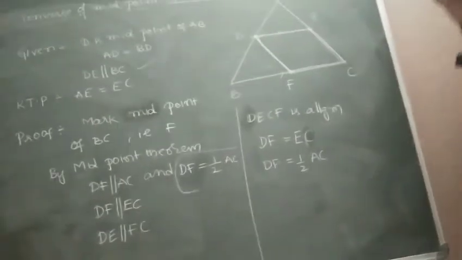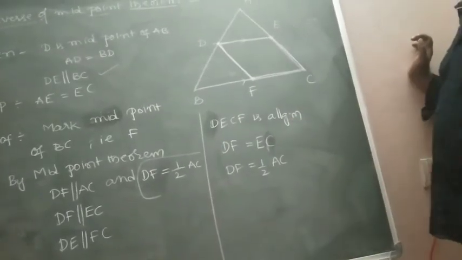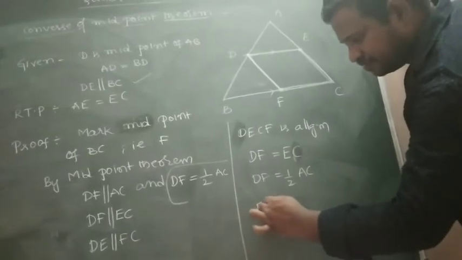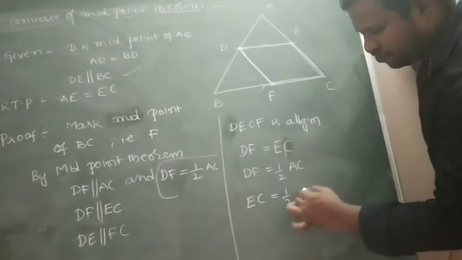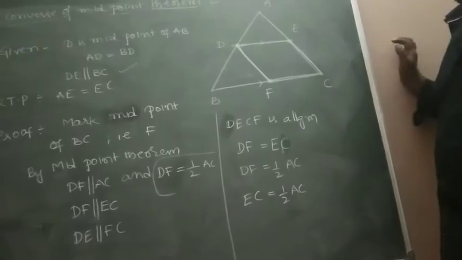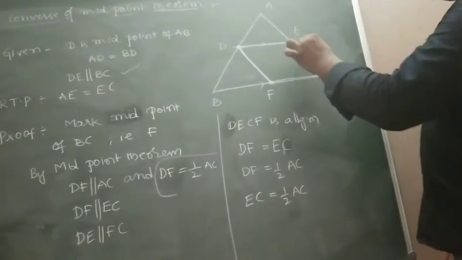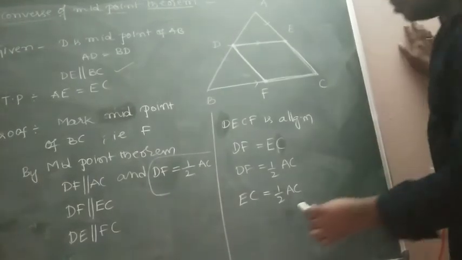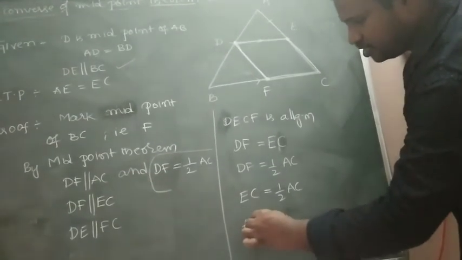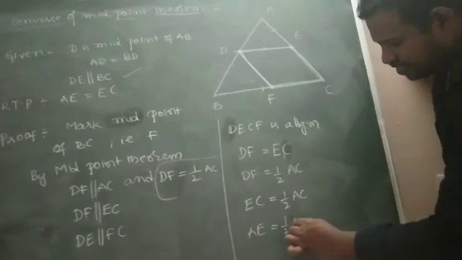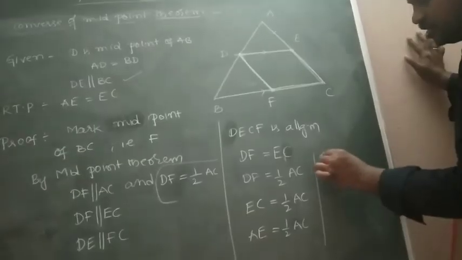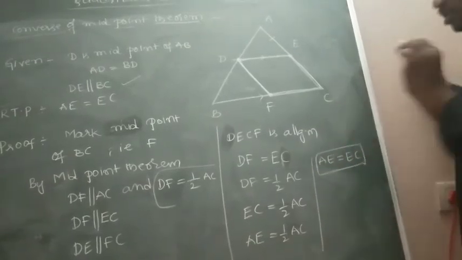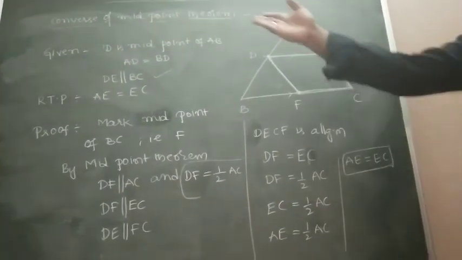Yes, and we proved DF is equal to EC. Instead of DF we can write EC, na? EC is equal to half of AC. That means if this is half of AC, the remaining half is this only. Therefore, AE is equal to half of AC, so AE is equal to EC. This is the proof of the converse of midpoint theorem.